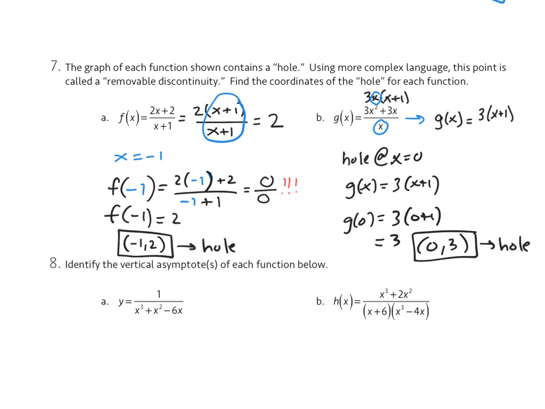Now we're not going to do a lot with finding the holes in the rational functions, but I just want to point out that they are there.